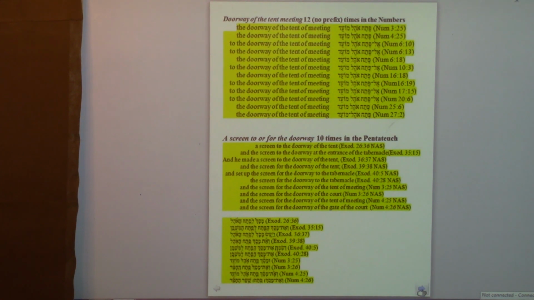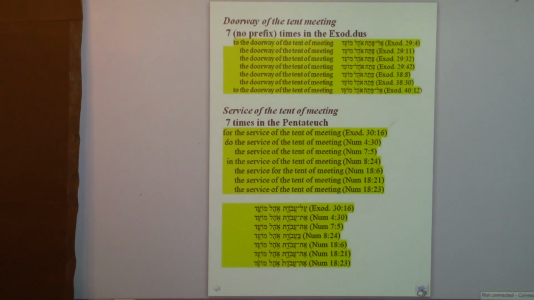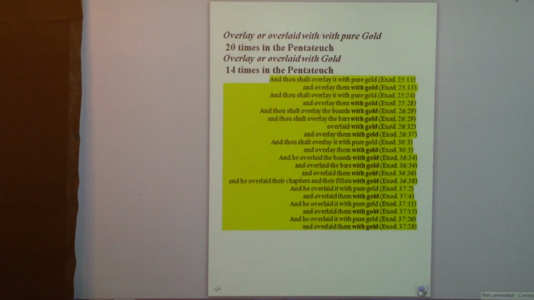Doorway of the tent of meeting, no prefix, 12 times. A screen to or for the doorway, 10 times. Doorway of the tent of meeting, no prefix, 7 times in Exodus. Service of the tent of meeting, 7 times in the Pentateuch.